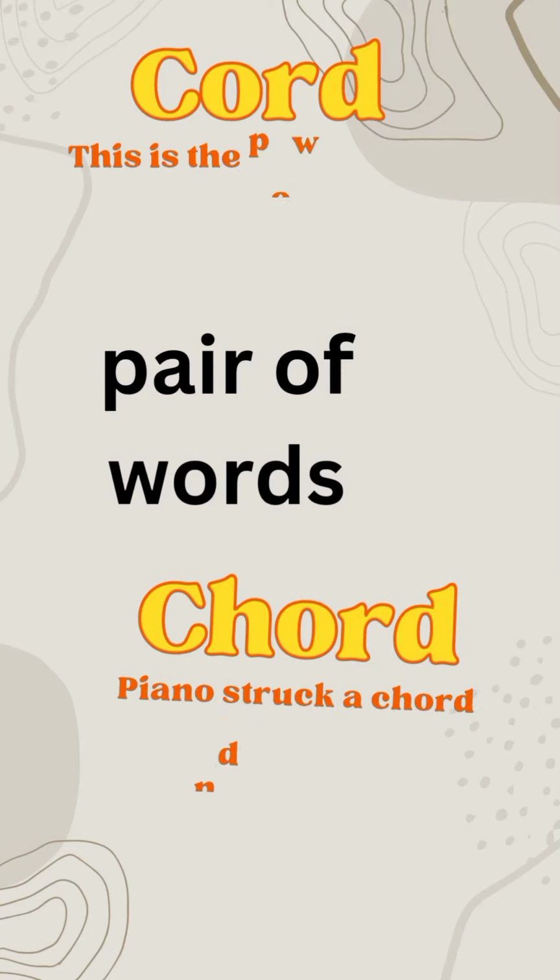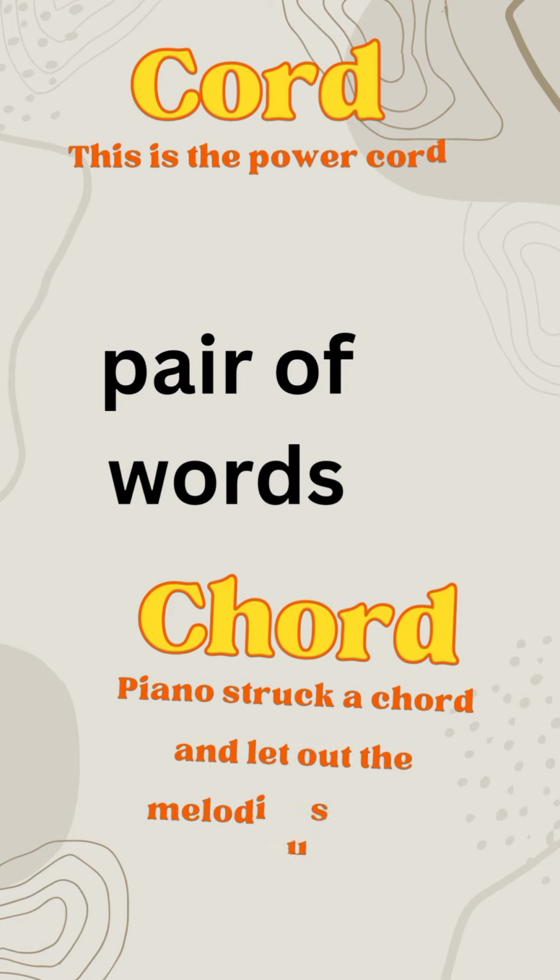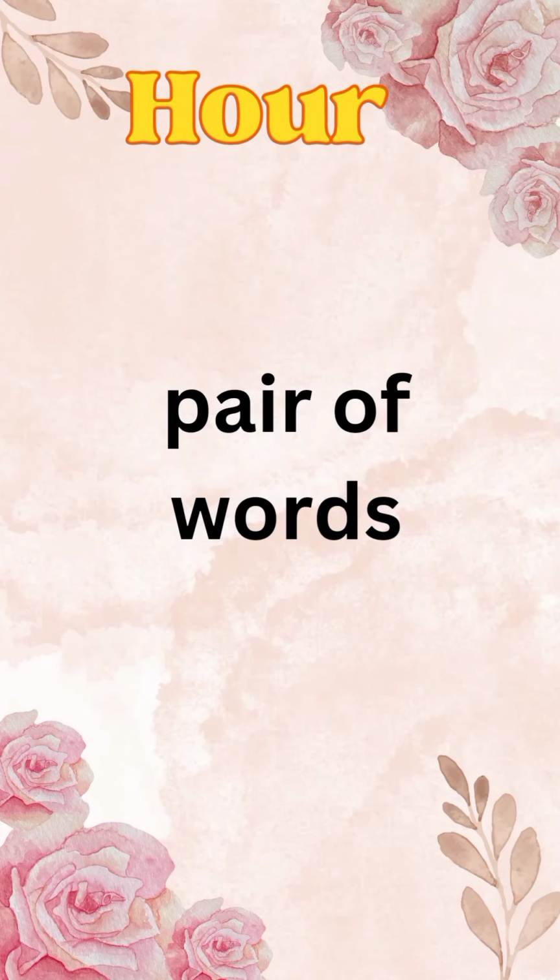And the second pair of words is cord. Cord, C-O-R-D, means rope, and chord, C-H-O-R-D, as in coordination. This is the power chord, and the piano struck a chord and let out a melodious voice.